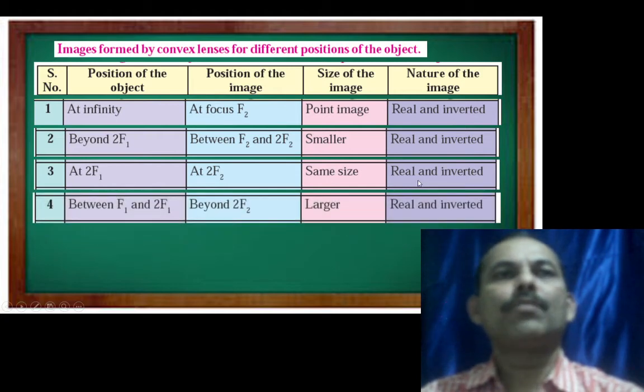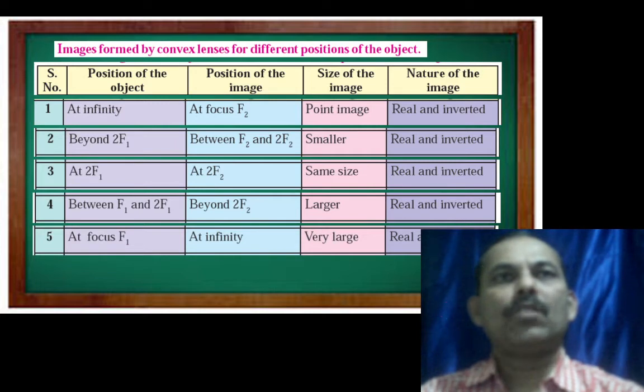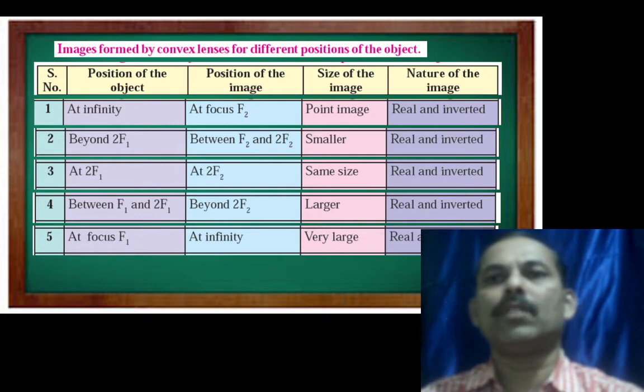If the position of the object is between f1 and 2f1, the position of the image is beyond 2f2 and the size of the image is larger, and the nature of the image is real and inverted. If the position of the object is at focus f1, the position of the image is at infinity and the size of the image is very large, the nature of the image is real and inverted.